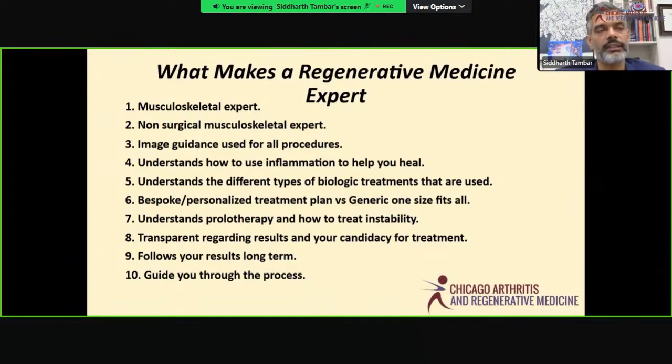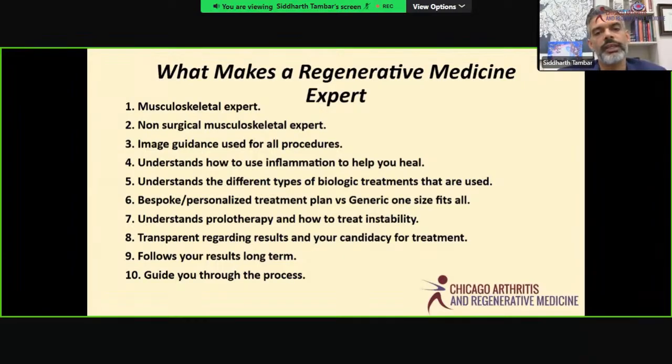Our surgical colleagues are very good at the surgery aspect. The reality is, in the non-surgical aspect, which includes a lot of image guidance for procedures, they don't get that sort of training traditionally. So with image guidance, it means that for every injection that they're doing, they're utilizing X-ray and/or ultrasound. And the reason why is because when you're injecting cells, you have to be very precise in terms of where you're placing them. You cannot be close. You have to be exactly in the right spot.